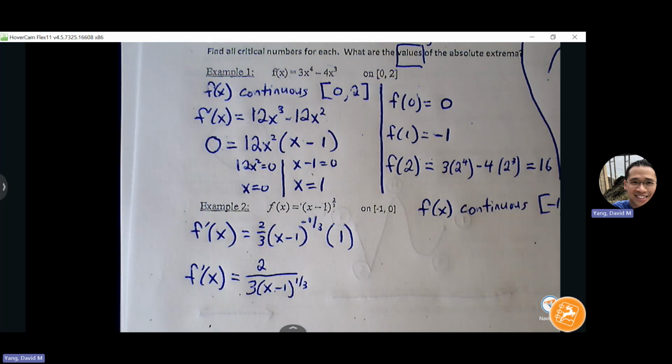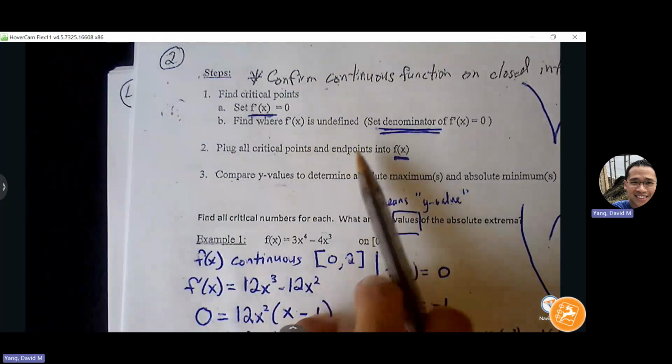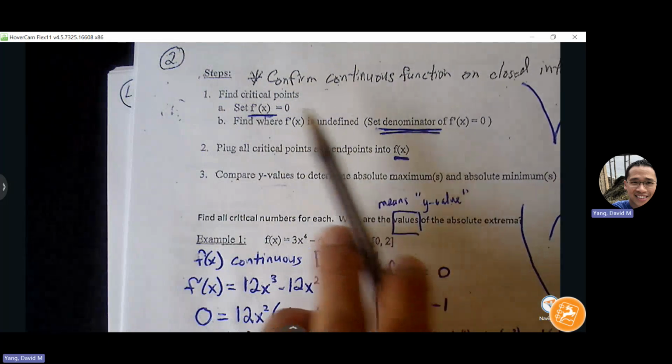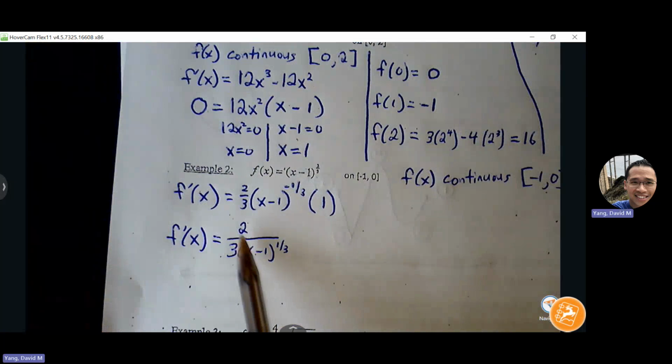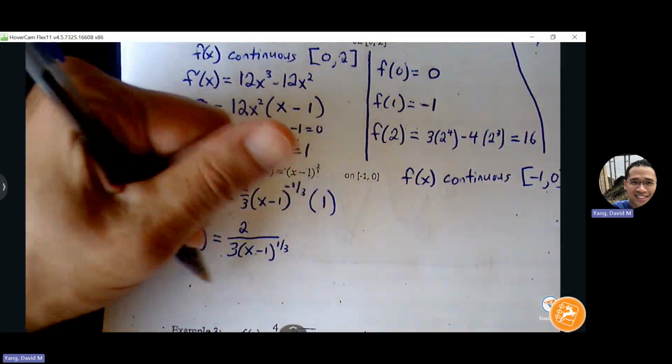Where do we find critical points? Typically, the general rule is we look in the numerator and the denominator. But in this case, do we see anything in the numerator? No, right? If you set 2 equal to 0, that doesn't make sense. If we don't see a variable, then there's nothing there. Denominator, though, we can find something. We'll set the denominator equal to 0.